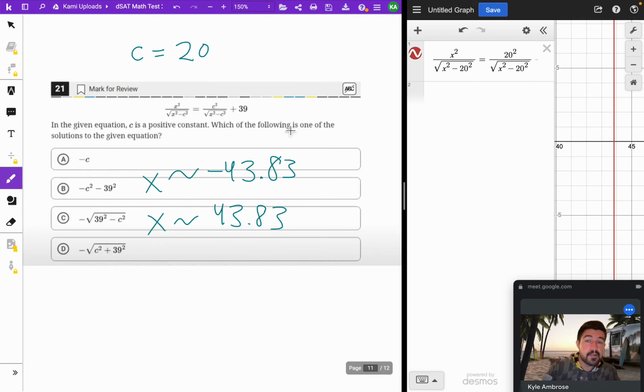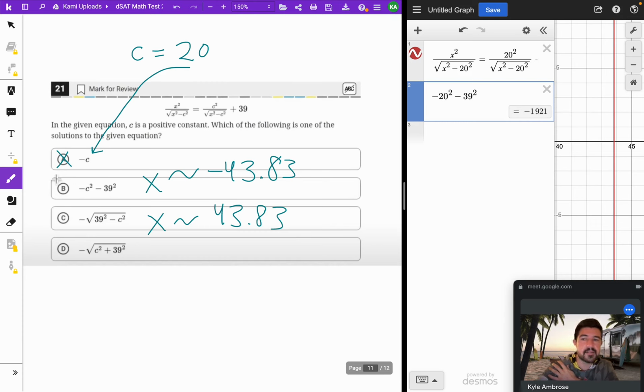So which of the following is one of the solutions? You might say, well, how does this help? Well, remember, if C is 20, is negative C a solution? Well, negative 20 obviously isn't one of our numbers. So because C was 20, we could see that negative 20, A, would be wrong. What about B? Let's go here and let's type in negative C squared, or 20 squared, minus 39 squared. Was that one of our solutions? No. B is also wrong.